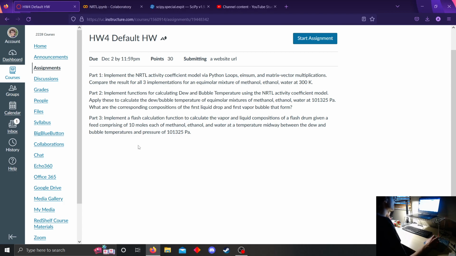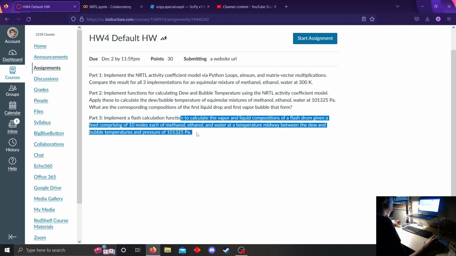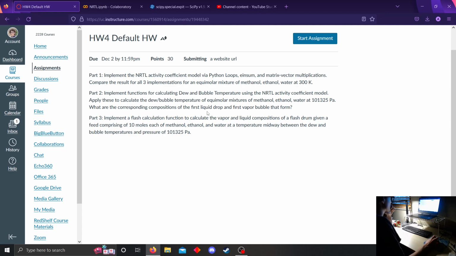This is part 3. We're going to be implementing a flash calculation function to calculate the vapor and liquid compositions of a flash drum given a feed comprising 10 moles each of methanol, ethanol, and water at a temperature midway between the dew and bubble temperatures and a pressure of 101,325 pascals.